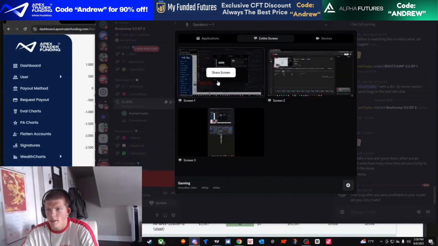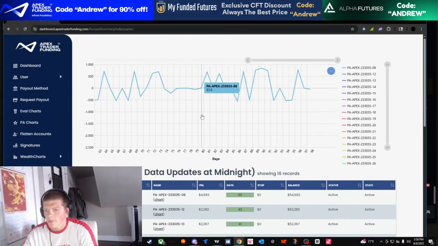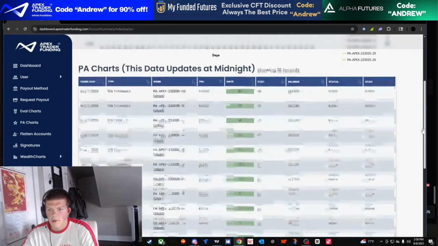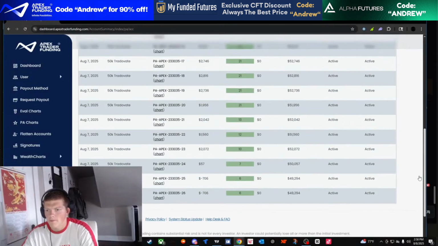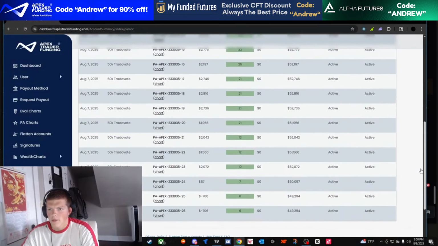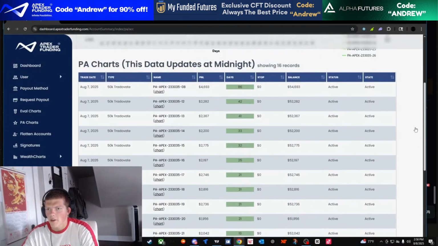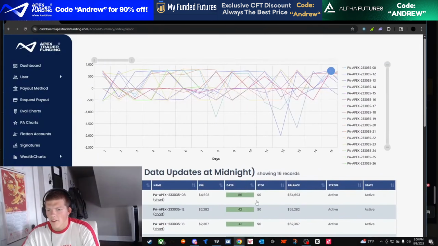Alright, go ahead and take a look at this screen right here. As you see, these are all my PA accounts. These are all of them. As you see, I've had multiple for multiple days now. But look at this account right here, right? 86 trading days. It'll actually be 87 by today.